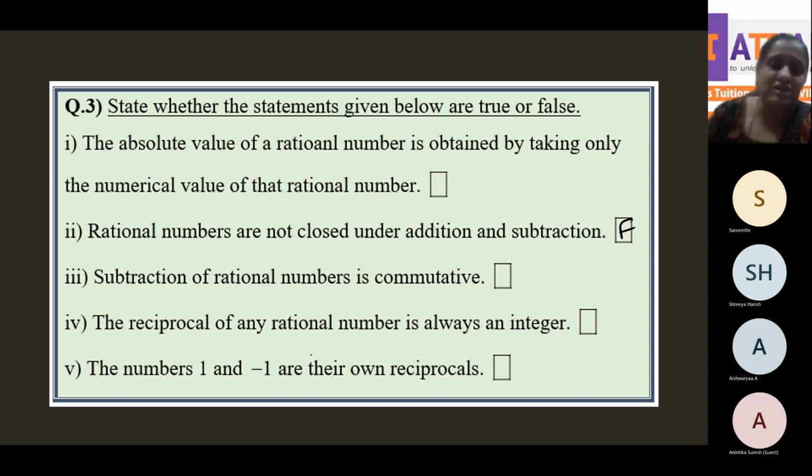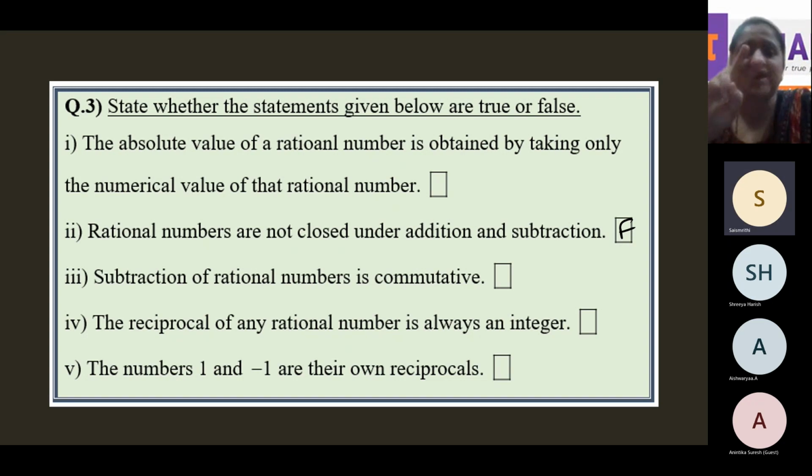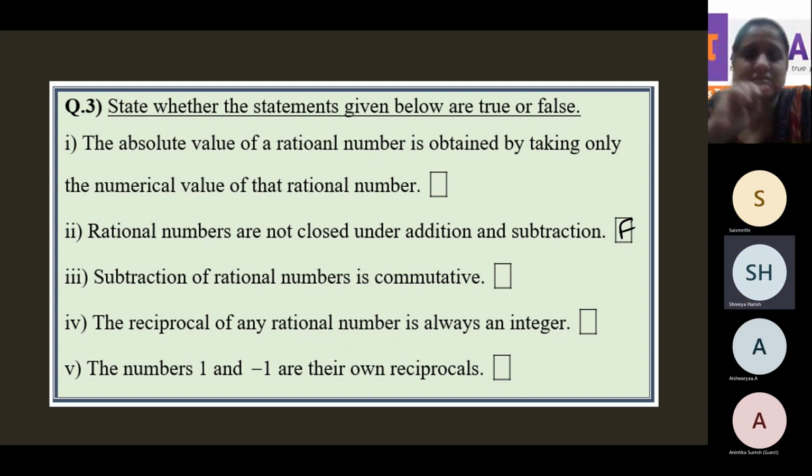Next one, subtraction of rational numbers is commutative. So how do you understand this? False. So if A and B are two numbers, A minus B is equal to B minus A. That's what the statement is trying to say. Commutative is a different property. Closure is a different property. Commutative means A minus B should be equal to B minus A. No. A minus B will not be equal to B minus A. So this is false.